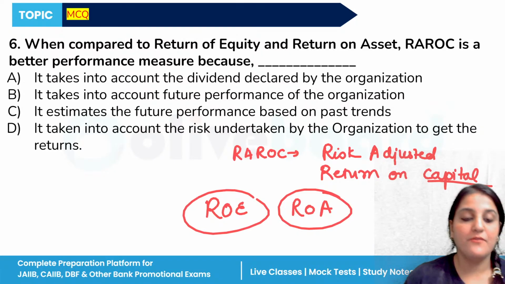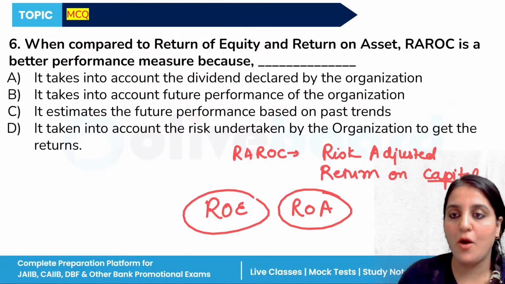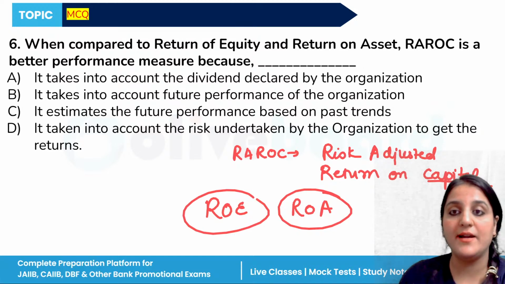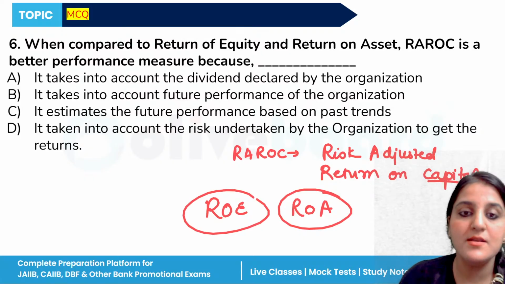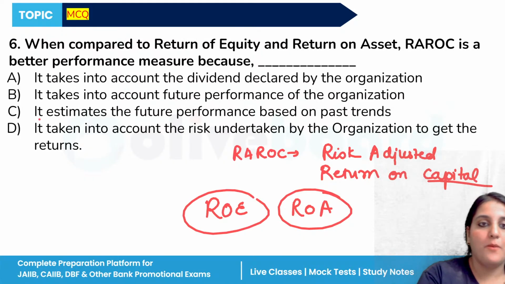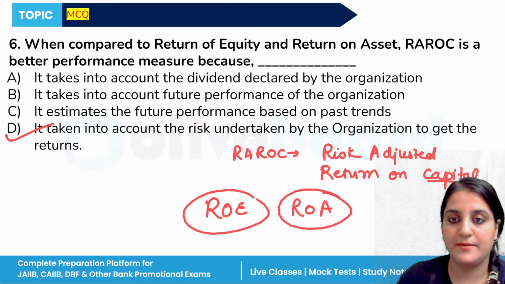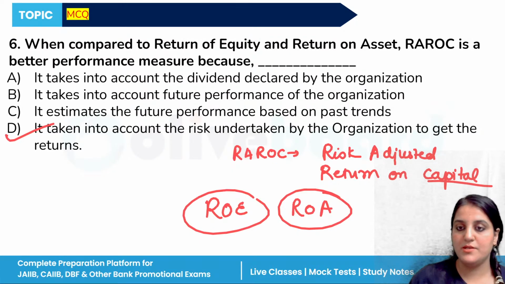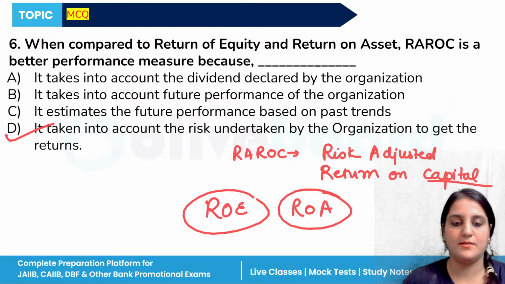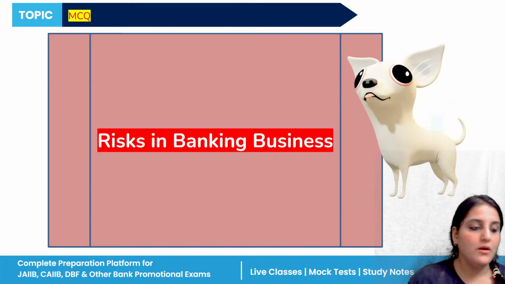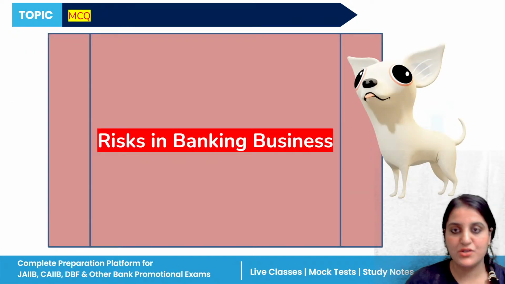So here we can say that the correct option is the one that takes into account the risk undertaken by the organization to get the returns. Option D is correct here. Great. So for the sixth question, option D is correct. Now moving to the next unit.